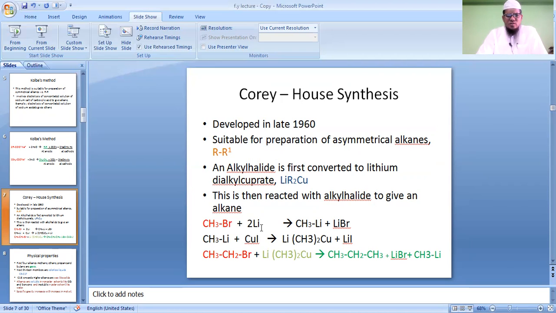Methyl bromide is treated with lithium. Methyl lithium is formed. Then methyl lithium is reacted with copper iodide to give lithium dimethyl cuprate, or lithium dialkyl cuprate. You may write in this fashion.